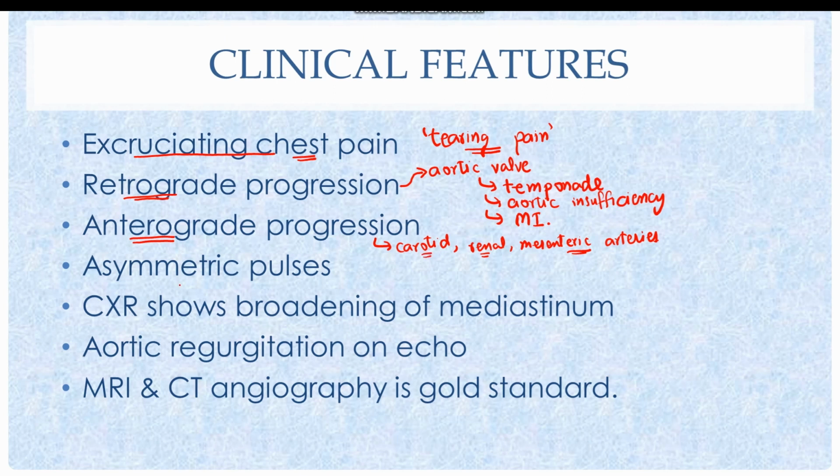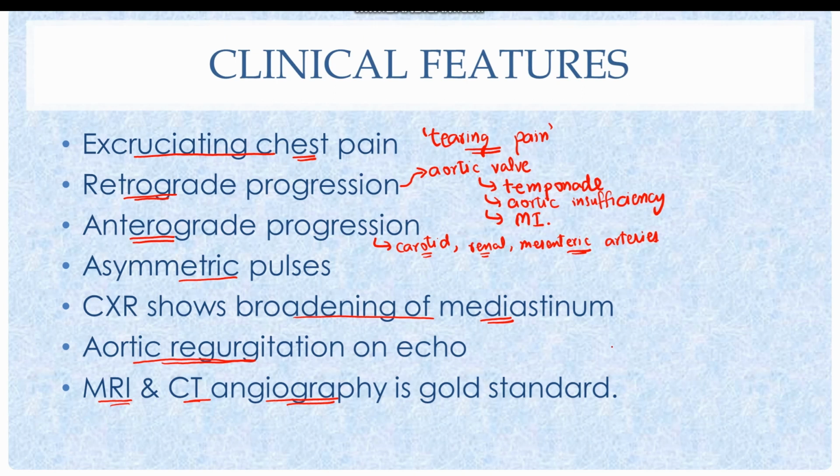Typically, there is an asymmetry of brachial, carotid, and femoral pulses. Chest X-ray shows broadening of the upper mediastinum and changes in the aortic knuckles. Echocardiography shows aortic regurgitation in case of involvement of the aortic valve. And the gold standard test for the detection of aortic dissection is MRI and CT angiography.